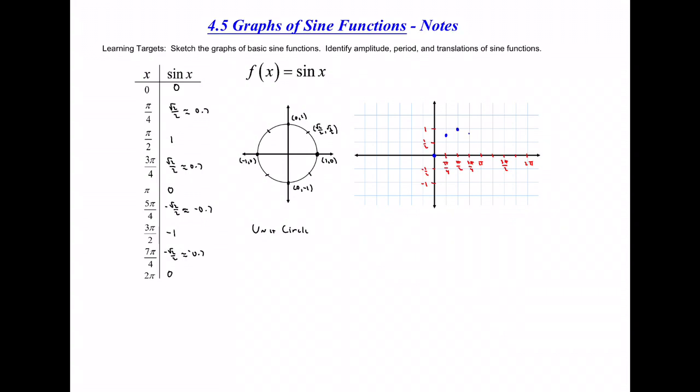3 pi over 4, once again, it's about 0.7. Pi, we're back at 0. And then at 5 pi over 4, now it's negative 0.7. 3 pi over 2 is at negative 1. 7 pi over 4, negative 0.7. And then 2 pi, we're back around the circle at 0. And if we continued this, we would be getting those same values that we have.